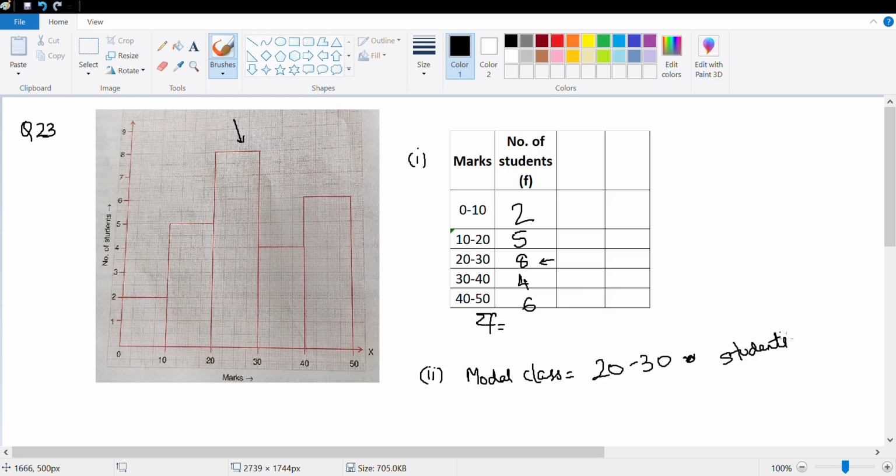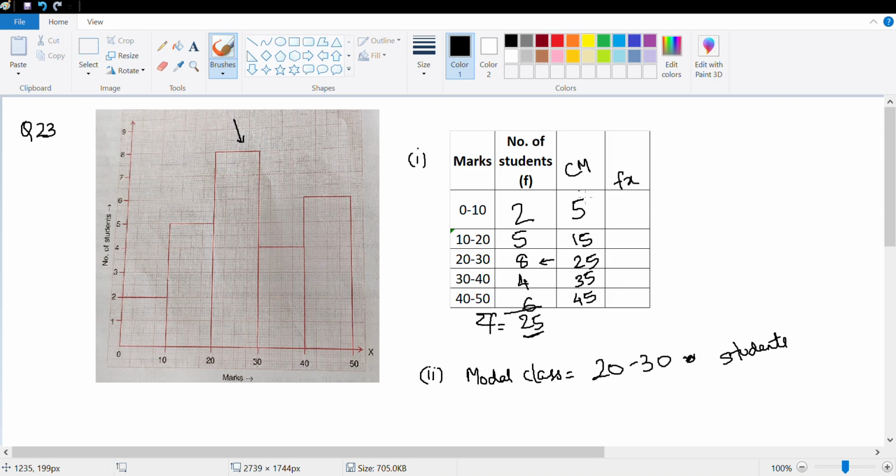Now let's look at mean. I hope you remember how to calculate mean when the data is in group form. First, we'll need the class mark. So the class mark is add them, divide by 2. This is 5, 15, 25, 35, and 45. Let's check what my summation f is. This is 10, 20, and 25. This is what was given in the question. So my calculation is correct.